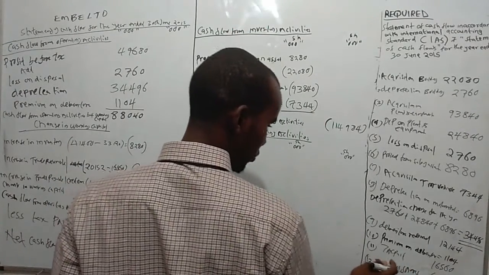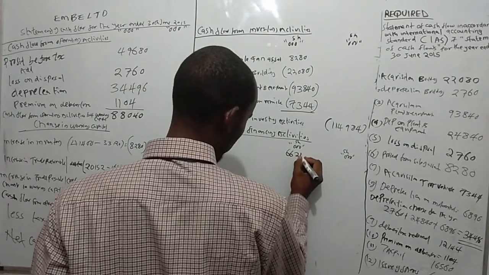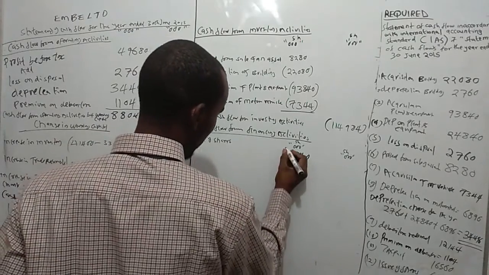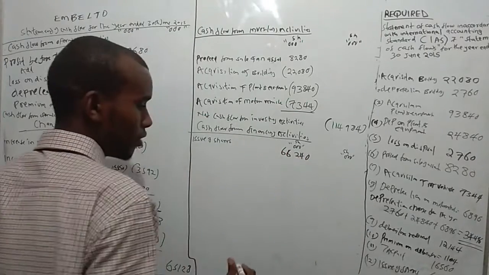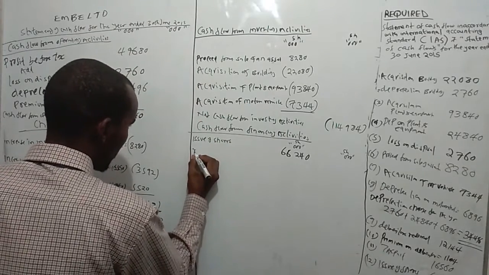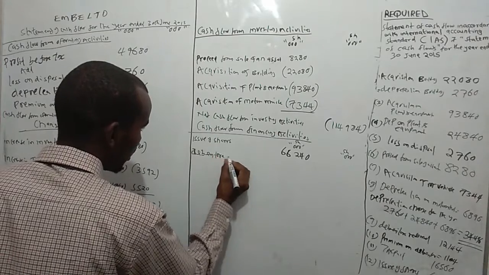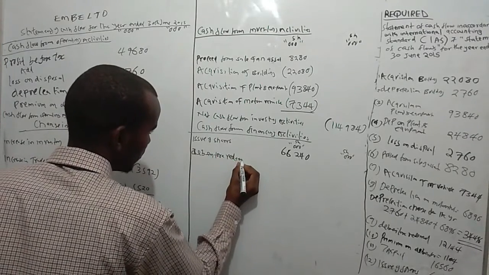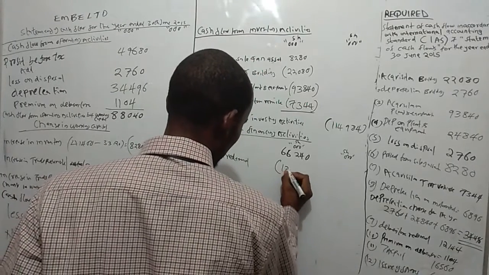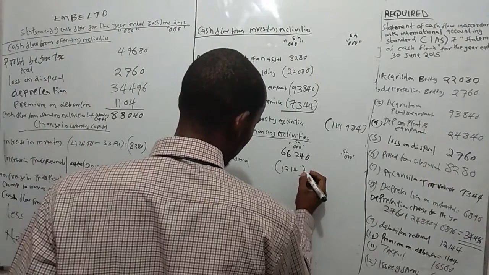Number 12, the last one, 66,240. Remember, we also have debenture. Debenture, that's an outflow. Debenture redeemed, that's an outflow of 12,144.